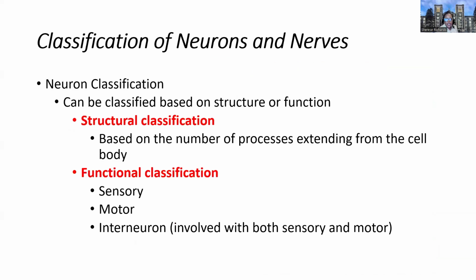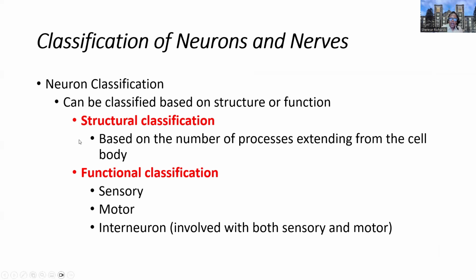Now we can classify neurons based on their structure, the way that they look. So the number of processes, axon terminals, that are extending from the soma or the cell body. So we can structurally divide neurons depending on whether they're unipolar, pseudopolar, multipolar, how many processes are extending from the cell body. Now, the more meaningful way to classify neurons is functionally.